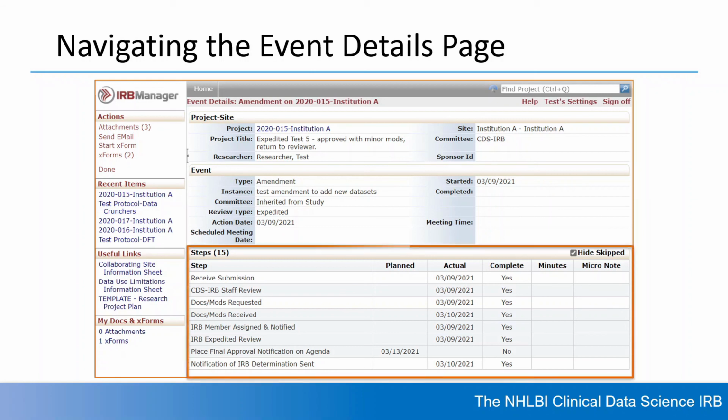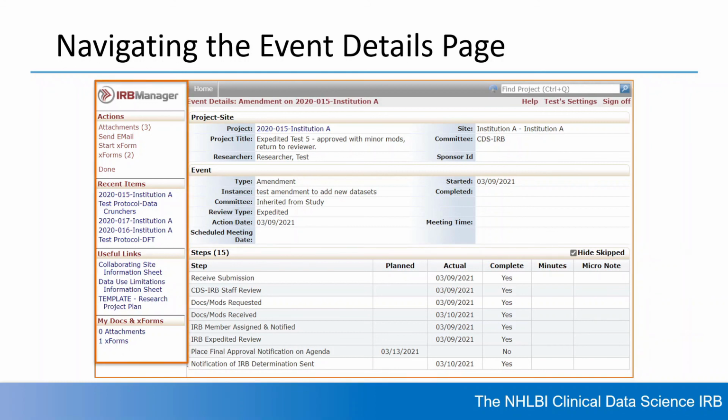The Steps section shows the steps of the submission with the dates that each step was complete. This allows the user to check the progress of a submission. The Actions column on the left side of the screen provides links to access attachments and Xforms that are associated with this specific event. To return to the main project page, click the Done link.